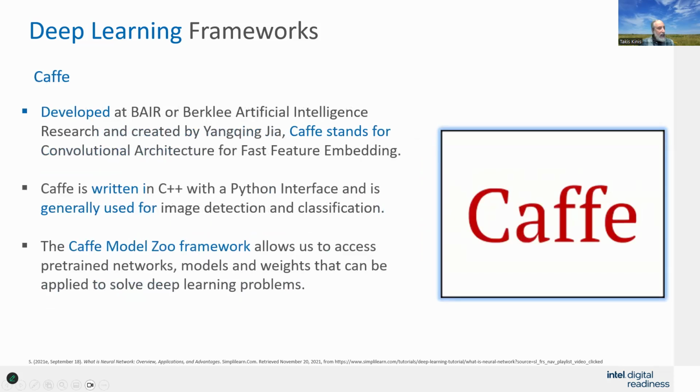Here's another one called Caffe. Caffe came out of Berkeley, and it stands for Convolutional Architecture for Fast Feature Embedding, a mouthful. This one was written in C++, but it has a Python interface. That means you can use the library in Python.